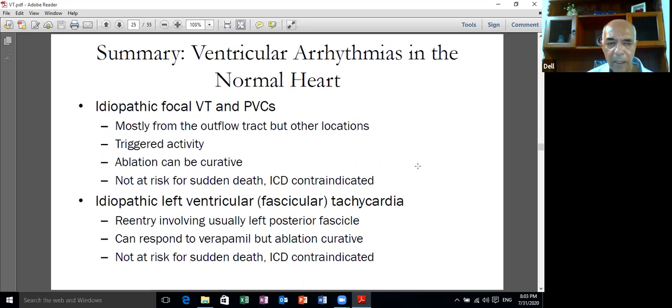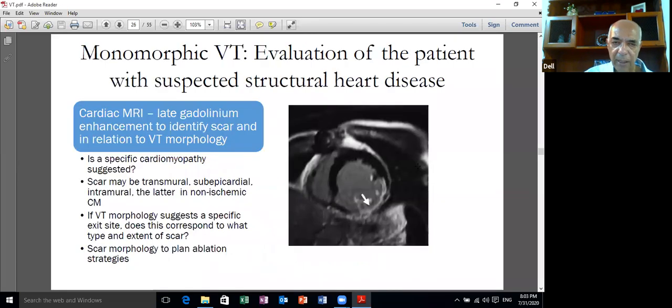The other type of benign ventricular tachycardia is Belhassen tachycardia, or idiopathic left ventricular fascicular tachycardia. It's a re-entry involving the left posterior fascicle, responsive to verapamil, but ablation is curative, and again, ICD is contraindicated. Now we move to the second part.